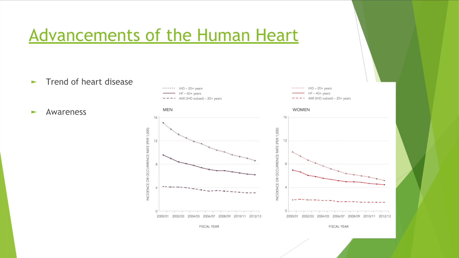The advancements of the human heart. The prevalence of heart diseases has been slowly decreasing in recent years due to greater education, medical advances, and treatments. People are growing more aware of preventative measures to take to prevent heart disease, avoiding smoking, physical activity, healthy eating, and managing stress.